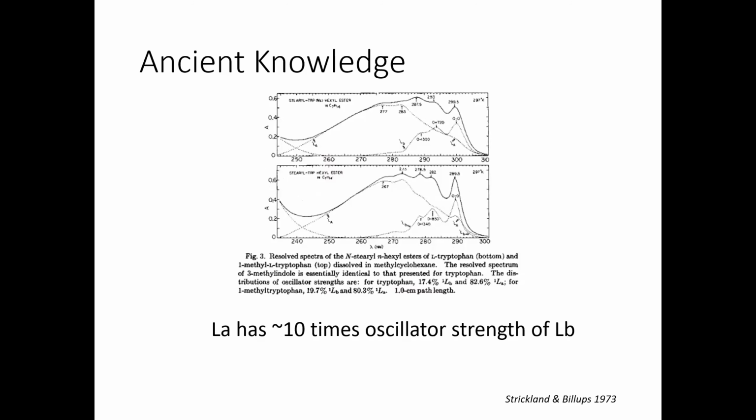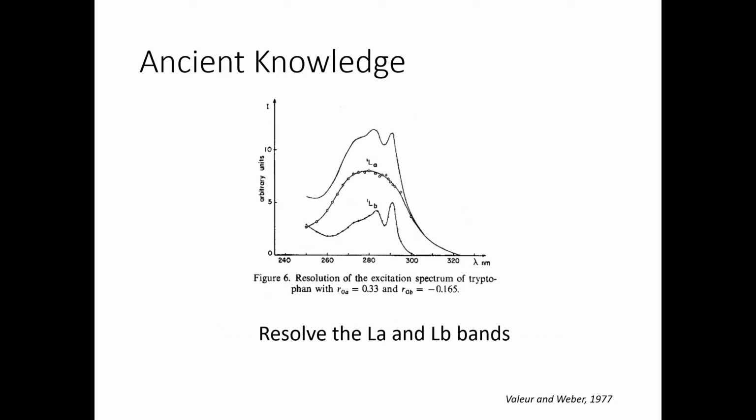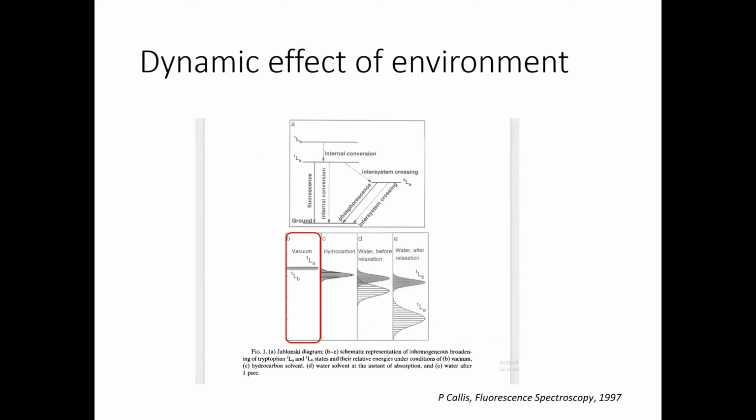The LA state has 10 times more oscillator strength, or a much larger transition dipole moment from the ground state, so it is much brighter than the LB state. If you try to resolve the bands of LA and LB, they are very overlapped, so it's quite difficult to resolve them. Any ultrafast behavior will involve the interplay between both of these excited states.